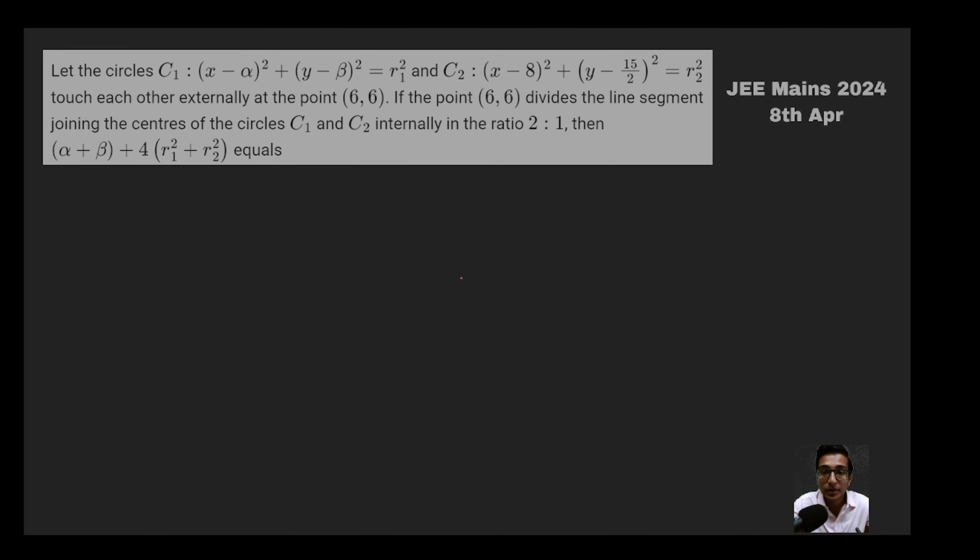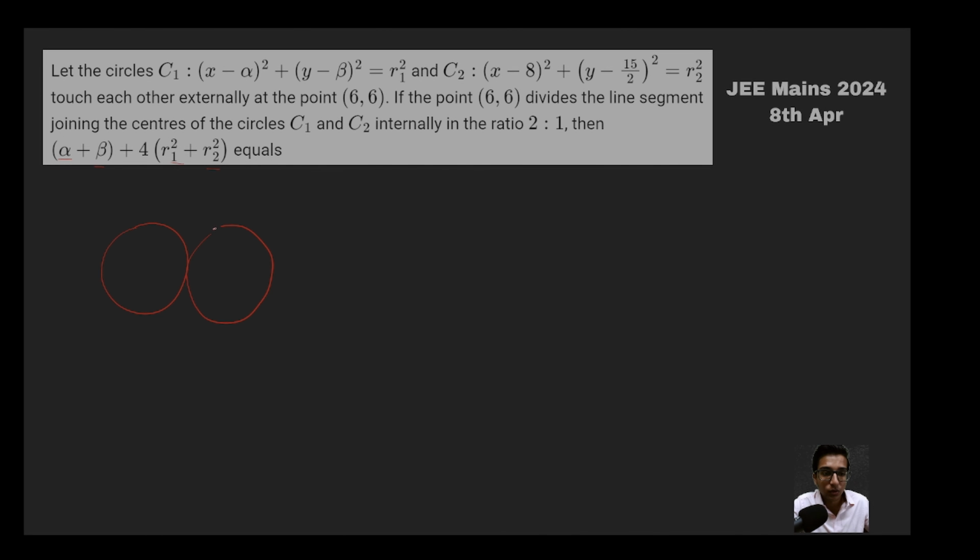If the point (6, 6) divides the line segment joining the centers of the circles C1 and C2 internally in the ratio 2:1, then find alpha plus beta plus... So we have to find out basically our alpha and beta and R1 and R2. So let us draw the diagram of the things that they have told us.